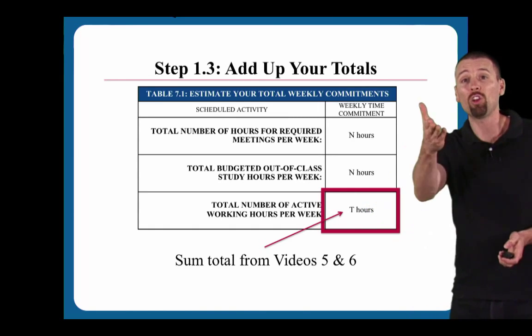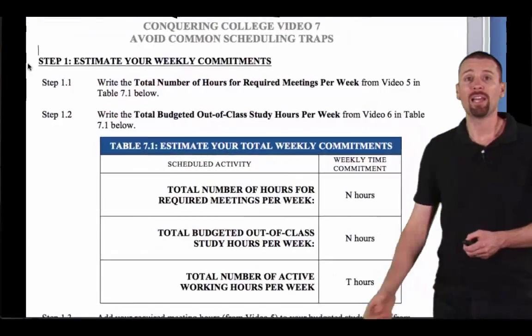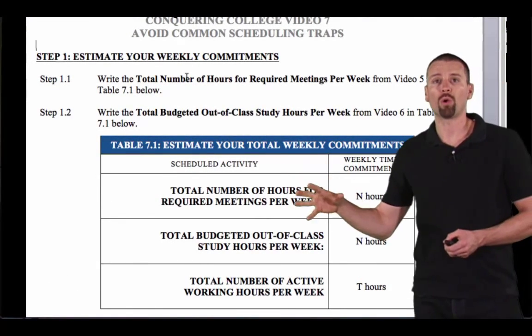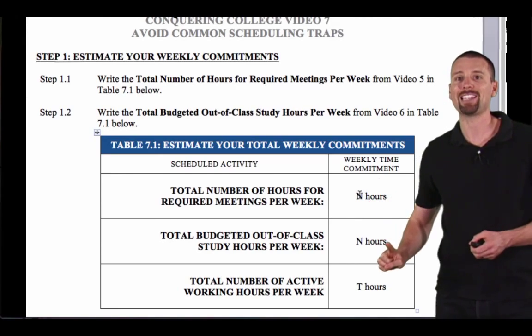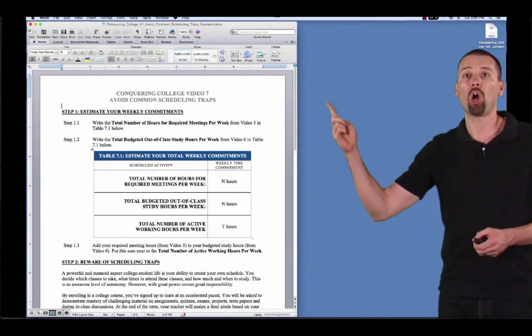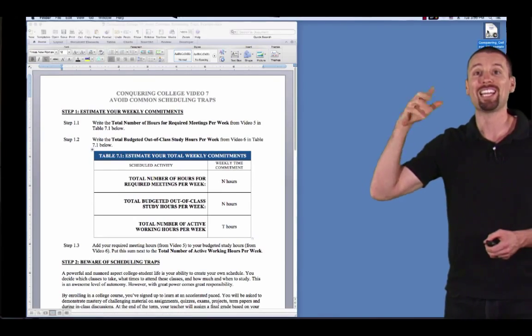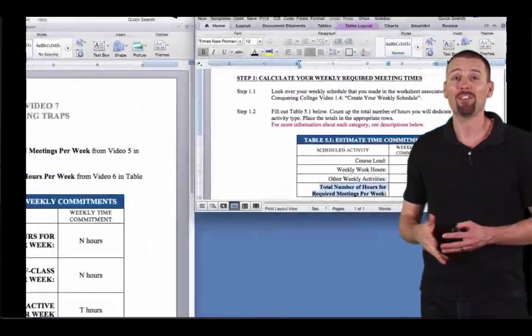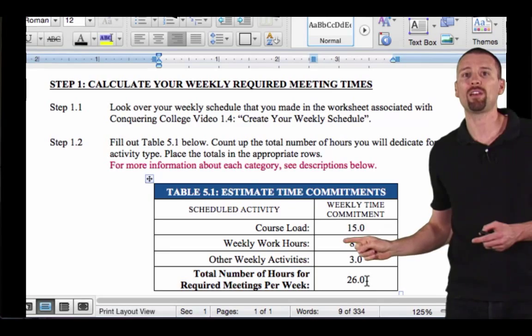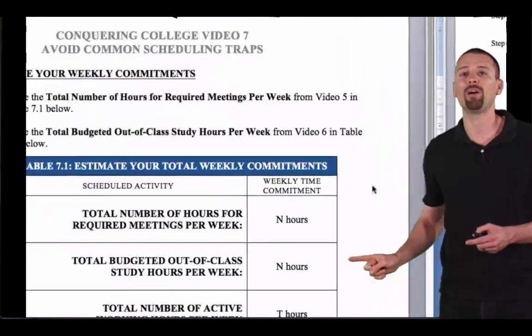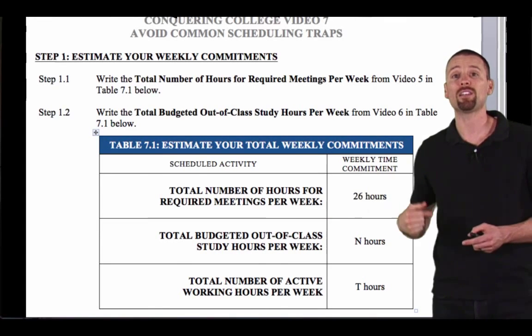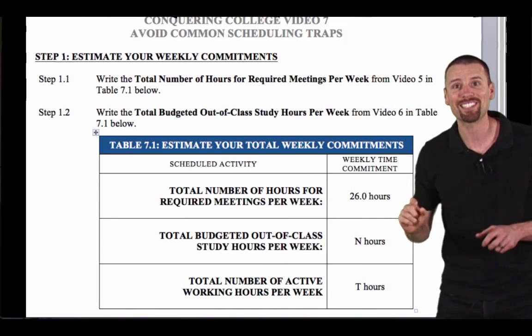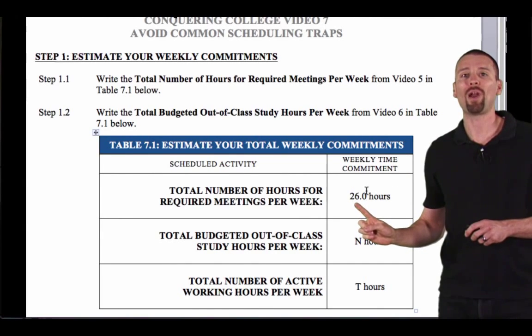So let's take a look at an example of how we might do this. Here we go. We're starting with our worksheet, and we're going to go ahead and transfer the information from videos 5 and 6 right into this. We'll open the document that we created in video 5. This was the example that I did. In this case, I was taking 15 units, 15 hours, working 8 hours a week, and then I had one club that was 3 hours per week. The total number of hours, 15 plus 8 plus 3, is 26. I go ahead and put that number right there.